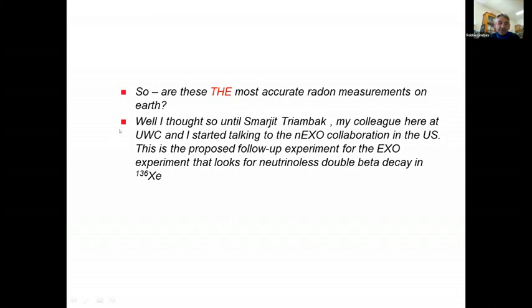Maybe I've now discovered that I was wrong. I started chatting to Smarajit Triambak, my colleague here, and we started talking to the NEXO people. NEXO is a suggested experiment in the US, which is a follow-up of the EXO experiment, which looked for neutrinoless double beta decay in xenon 136. Now, I've been working on radon for a long time, but I didn't realize that some of the world experts on measuring radon accurately are people working on these underground experiments.